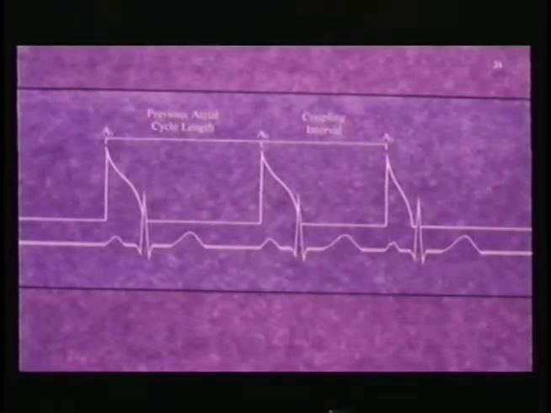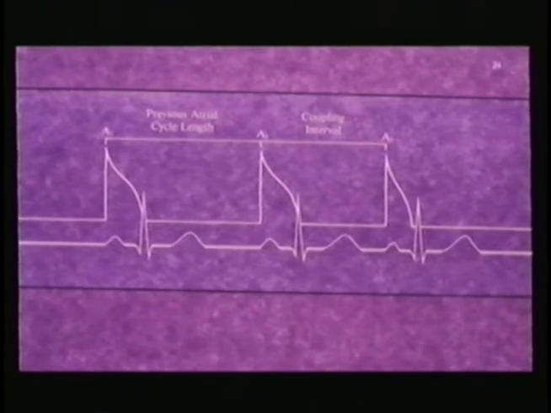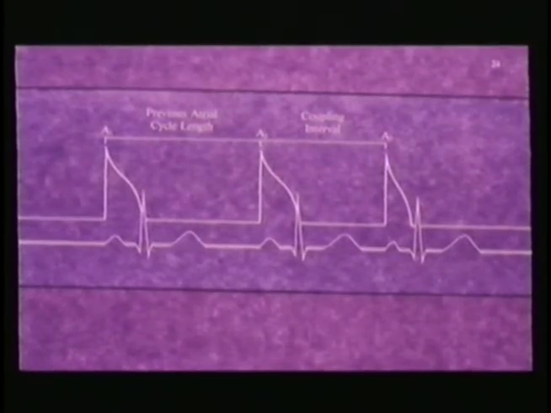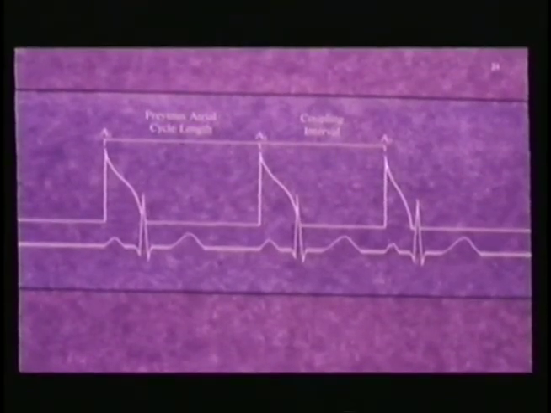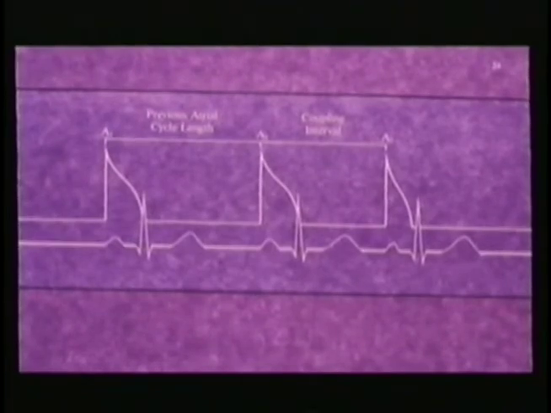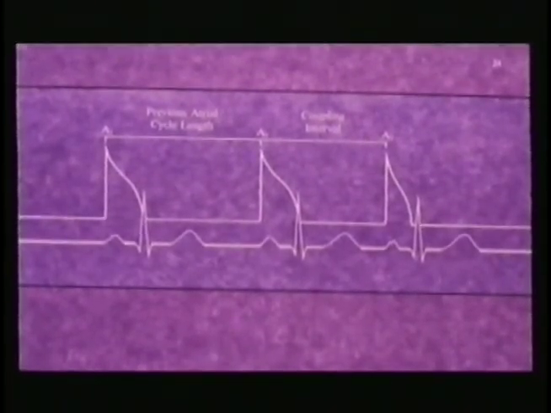24. This is a comparison of atrial action potentials and their corresponding ECG. The fate of the atrial premature impulse, A2, depends on two factors: the previous atrial cycle length, A1, and the coupling interval, A1, A2.